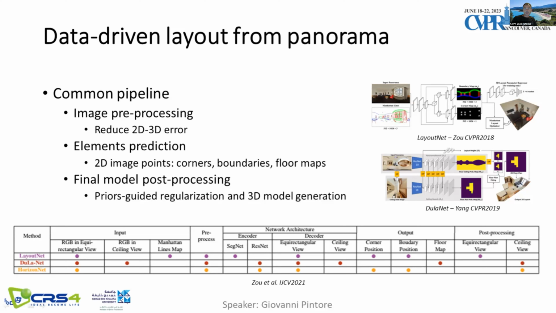The final step of many pipelines is then a post-processing step. This post-processing step is a kind of out-of-core step with respect to the network. This is very important. It also requires more computational cost, and usually is used to regularize the network output according to the indoor priors. The post-processing aggregates and transforms the tensors to recover the 3D model itself at the end.